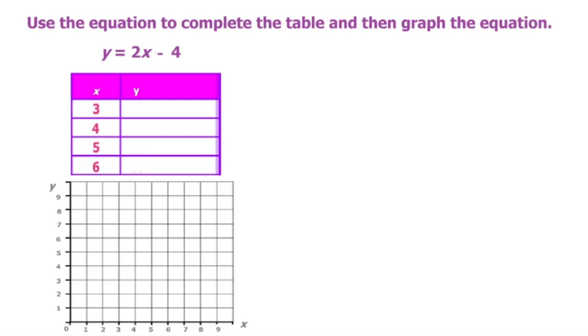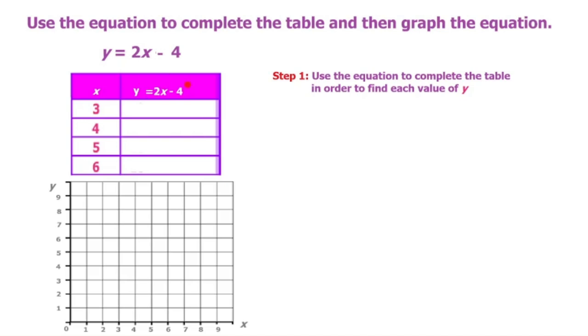So the first step, and there's a few steps, so make sure you listen to them all. Use the equation to complete the table in order to find each value of y. So we're going to complete the table. Okay, so y is equal to 2x minus 4. So here we're going to put 3 in for x, right? So here's our x and we put in x here. So now 2 times 3 minus 4 equals 2.